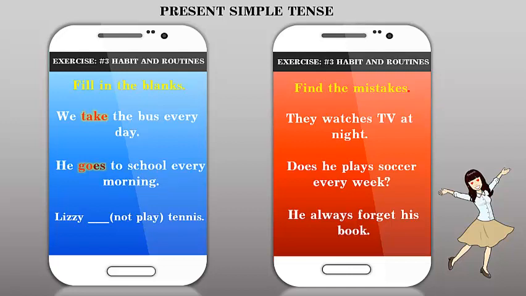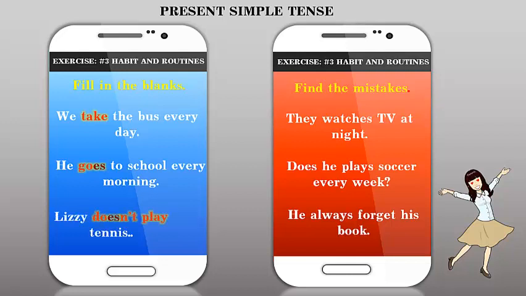In the next sentence, it says, Lisa not play tennis. Here I want you to think about the negative part. Lisa is a she. The subject pronoun is she, so what do we do for the negative? We say does not or doesn't play tennis. We do not add an s or es to the end of the verb. Instead, we say doesn't or does not.